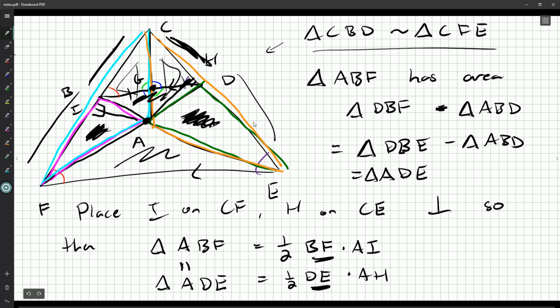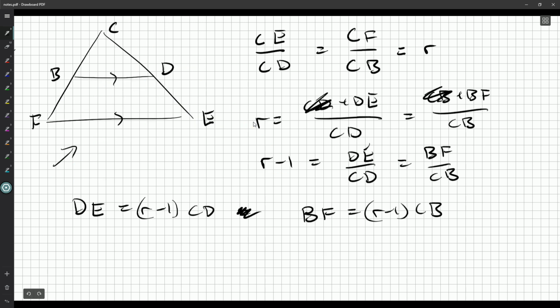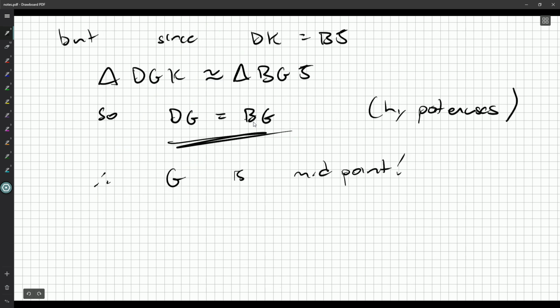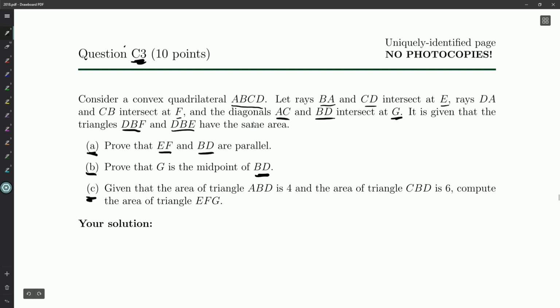You might not have been able to jump straight to this triangle and this triangle are equal. You could have maybe done the big cyan triangle and orange triangles have equal area, which is what I was going to do until I realized I could jump all the way there with similar triangle work. Anyway, okay, so we've got one more part, C part.